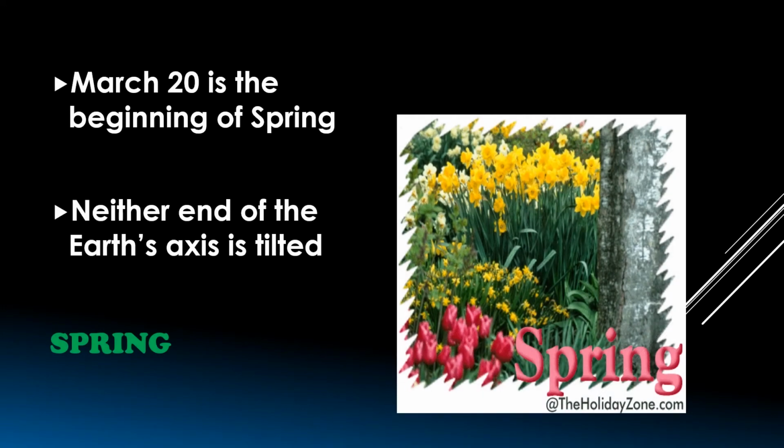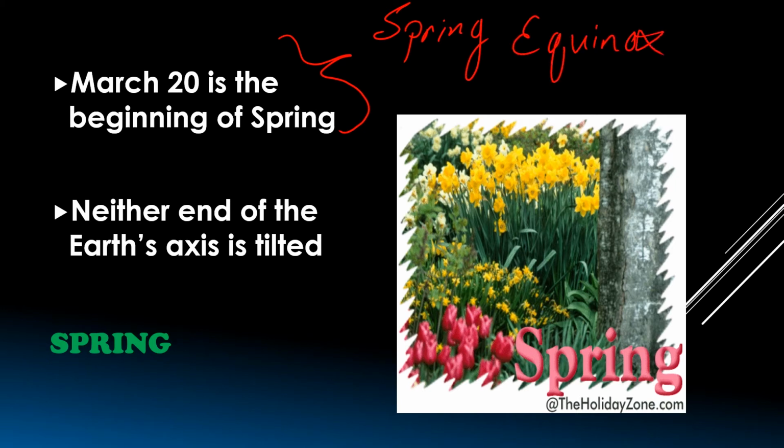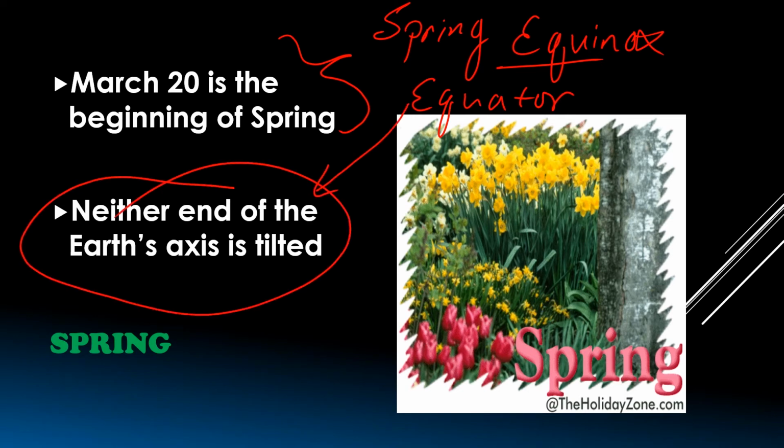Then we round everything out with March 20th, the beginning of spring. So this is our spring equinox. So remember, EQU, equator. That's where the light's going to be shining because neither end of the Earth's axis is tilted. And another thing is equal, because both the northern and southern hemisphere are getting the same amount of sunlight.